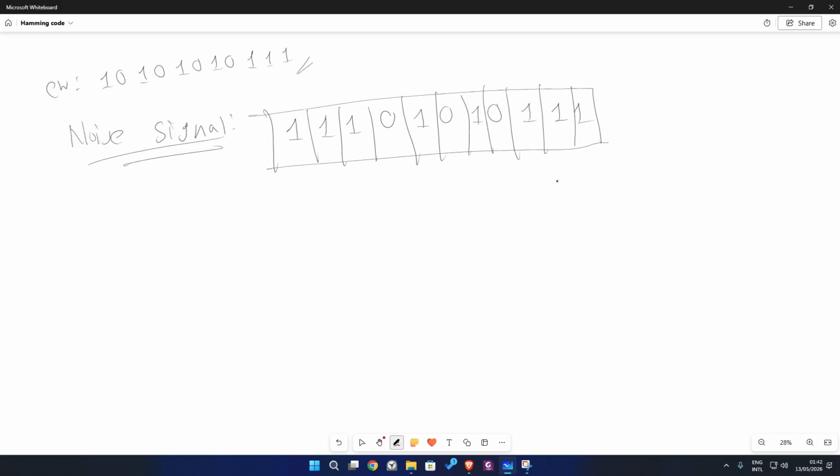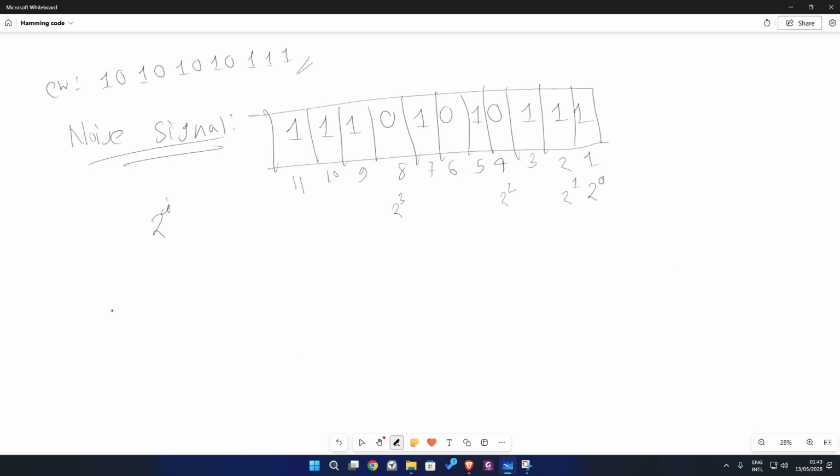Okay, there are 11 cells here: 1, 2, 3, 4, 5, 6, 7, 8, 9, 10 and 11. Again recalling the 2^i: 2 to the power 0, 2 to the power 1, 2 to the power 2, and 2 to the power 3 equal to 8. These are the parity bits.